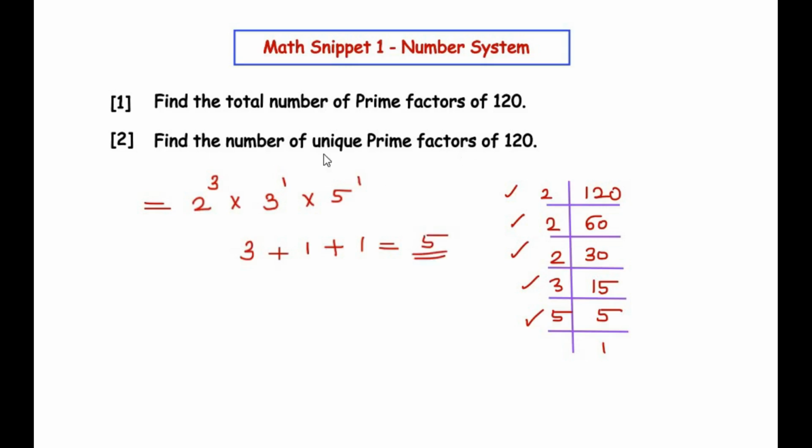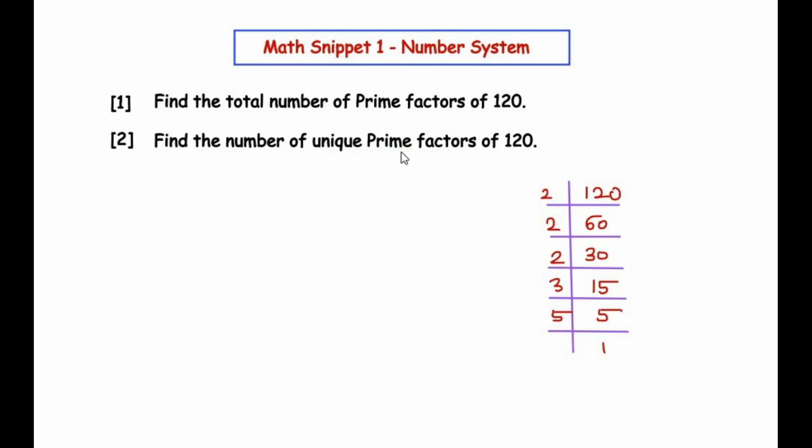Now let us consider the second question. They look very similar, but here you have to find the unique prime factors of 120. So let me keep this as it is. Now moving on to the second question, here we need to find out the number of unique prime factors of 120. The first was the total number of prime factors, this is the unique number of prime factors.